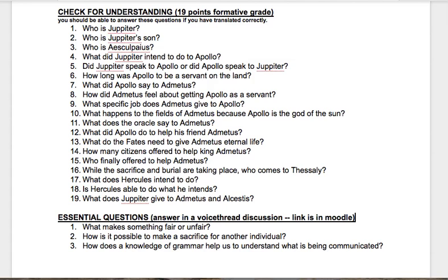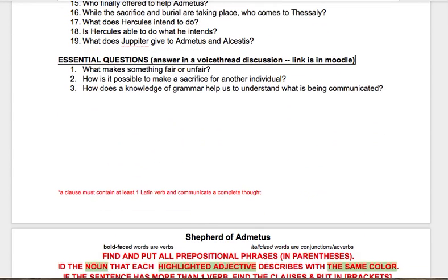The essential questions are listed here as well. We will answer these in a VoiceThread discussion, and there is a link in Moodle for that. Be thinking about these essential questions as you read, since we are going to be asking you to answer them within the context of the story, as well as making connections between what we read there and what happens in our modern world.